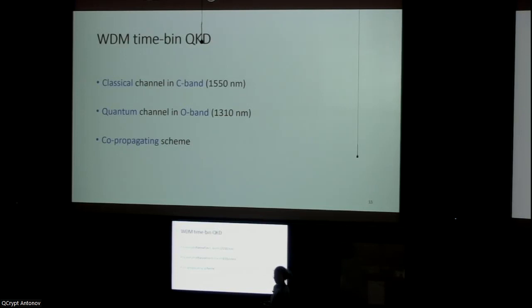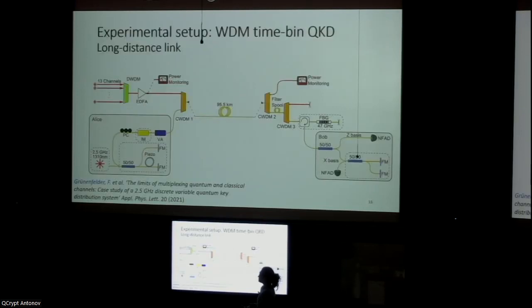Okay, so now we will see the experimental setup. In terms of QKD protocol, Alice and Bob are essentially the same, the only difference being to what I showed you just before, that the laser of Alice is working here at 1310. Her qubits are multiplexed via CWDM with the classical channels. Here we use 13 classical channels, which are multiplexed with a DWDM, amplified with an erbium-doped fiber amplifier, and then multiplexed with this quantum channel with the CWDM.